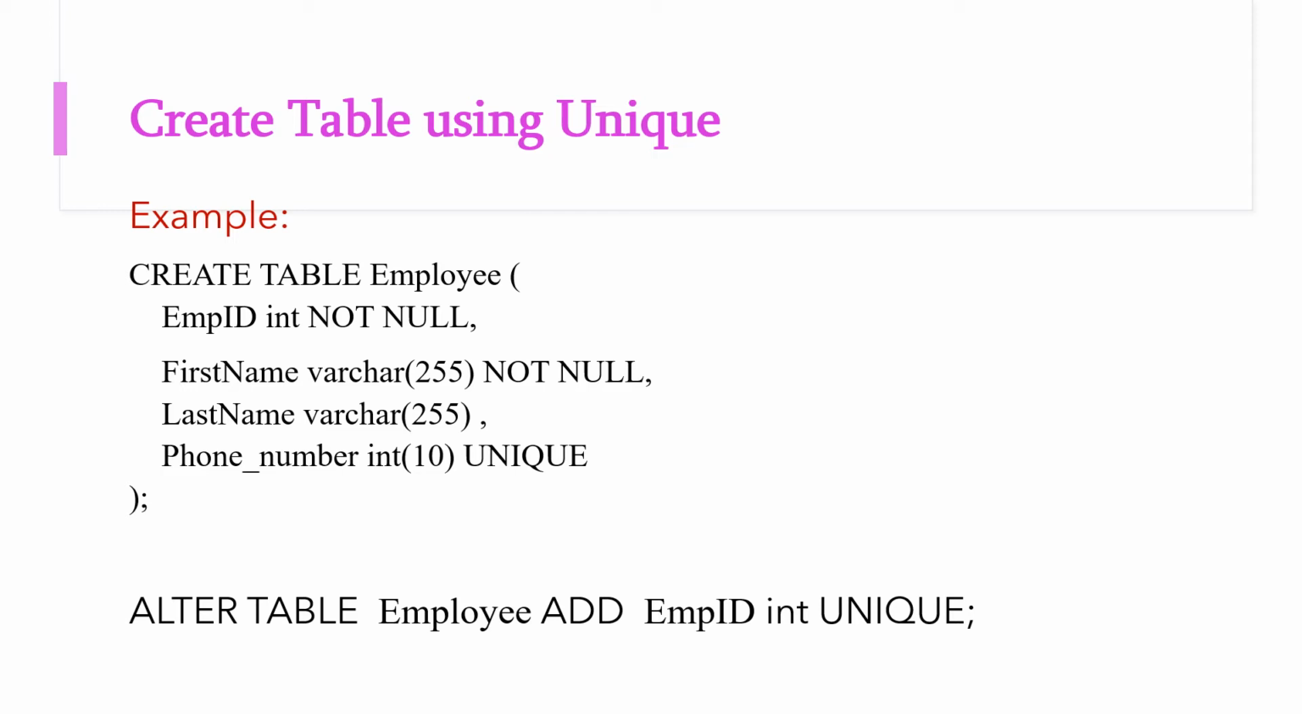Now I am going to make the employee ID unique also. Here I have added the employee ID with only the not null constraint. Now I am going to include both unique as well as not null. So I am going to alter the table using alter table employee, add the column name, that is employee ID, data type is int, then the constraint is unique.